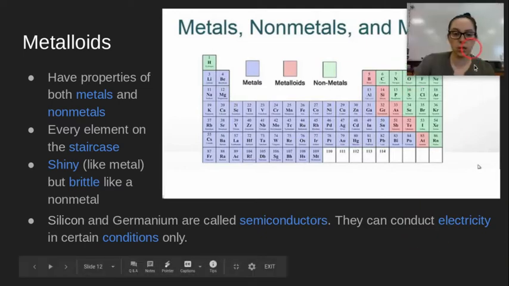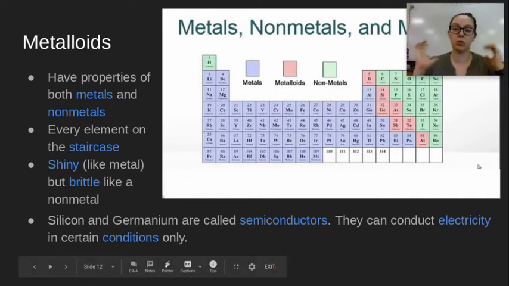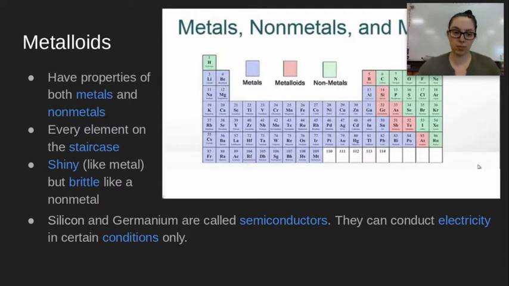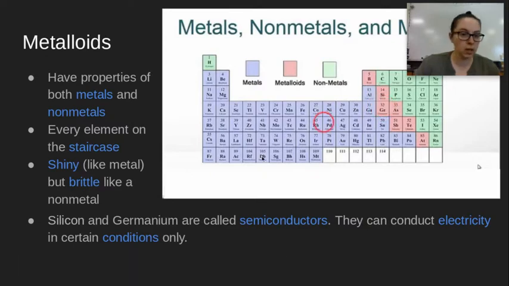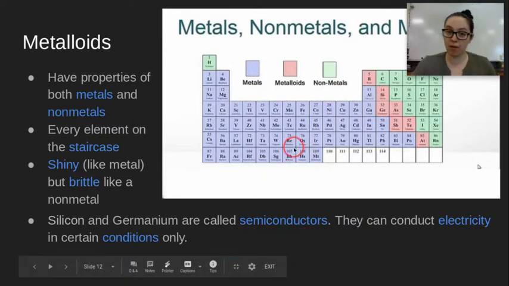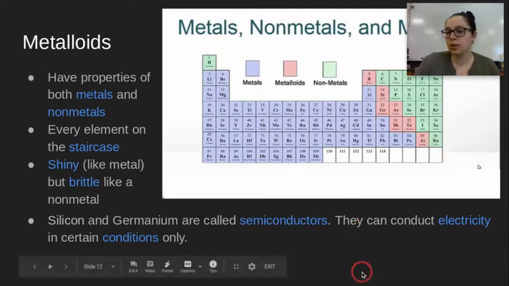I'm going to come back up here. Other things, they are shiny like metals. Some of them are, but they're brittle like nonmetals. So it looks like a metal, but it cannot be stretched or shaped like a metal can be. Silicon right here and germanium, these two, are called semiconductors. So we have really good conductors, we have poor conductors, we have semiconductors. That just means that they can conduct electricity in certain conditions only. You know, certain temperatures, certain pressures, just certain conditions. I don't know what those conditions are. I wish I could tell you.